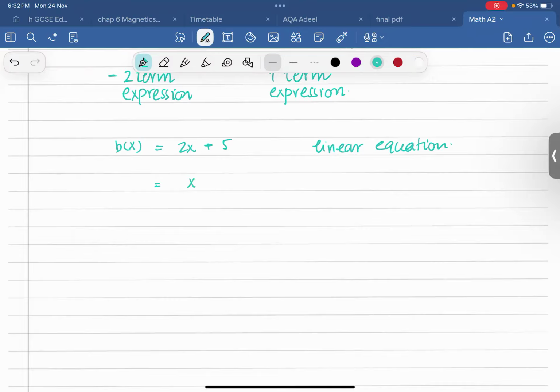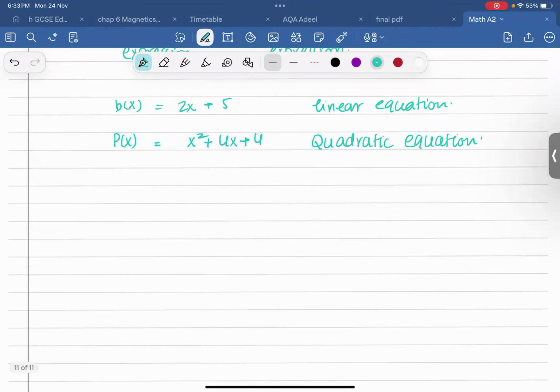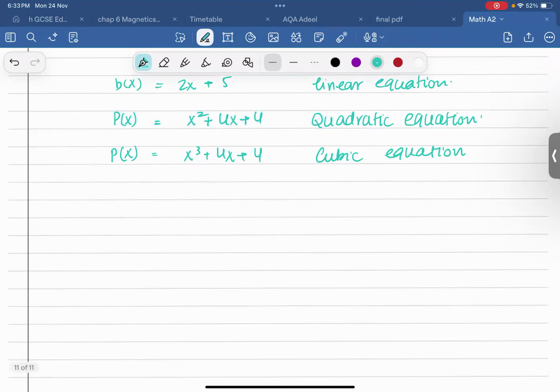If you have, let's say, x squared plus 4x plus 4, this is going to be a polynomial, right? That contains three terms, right? And side by side it is the quadratic equation, right? Another thing that is going to be a polynomial would be maybe x cubed plus 4x plus 4, which is going to be a cubic equation, right? And this is also a polynomial, right?